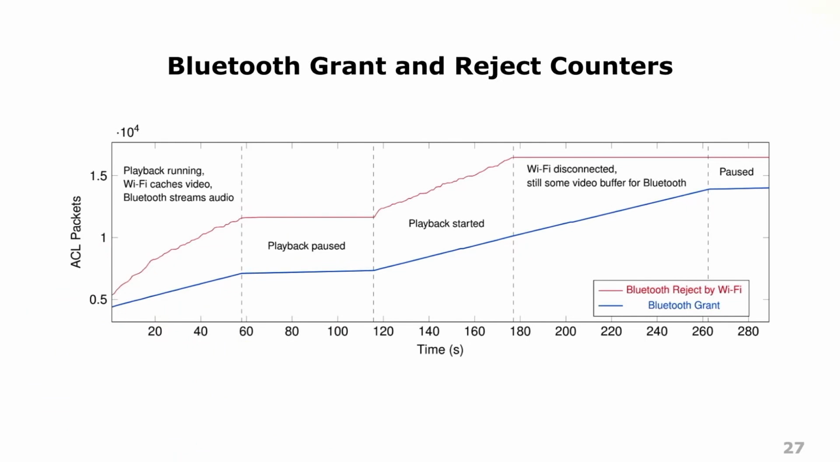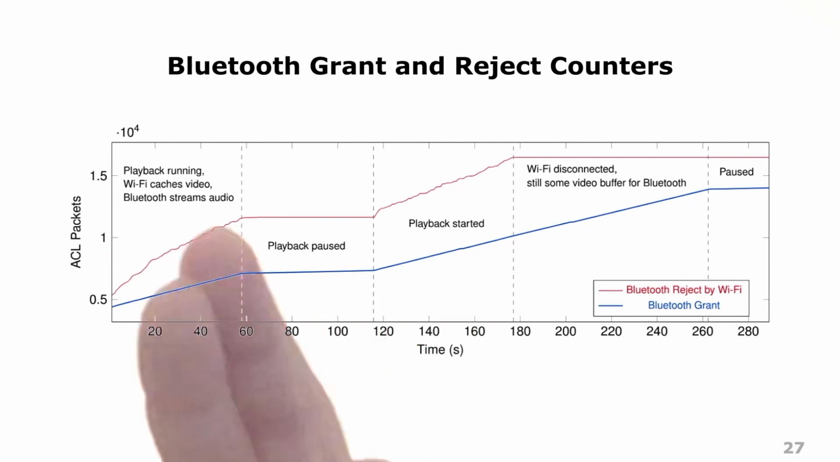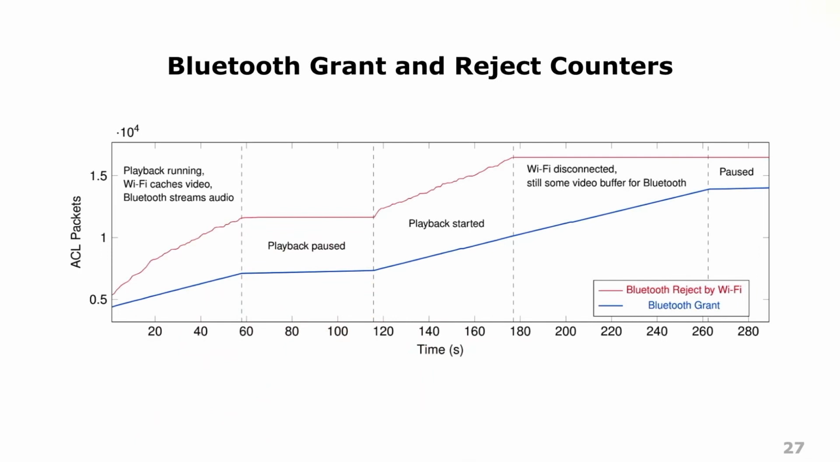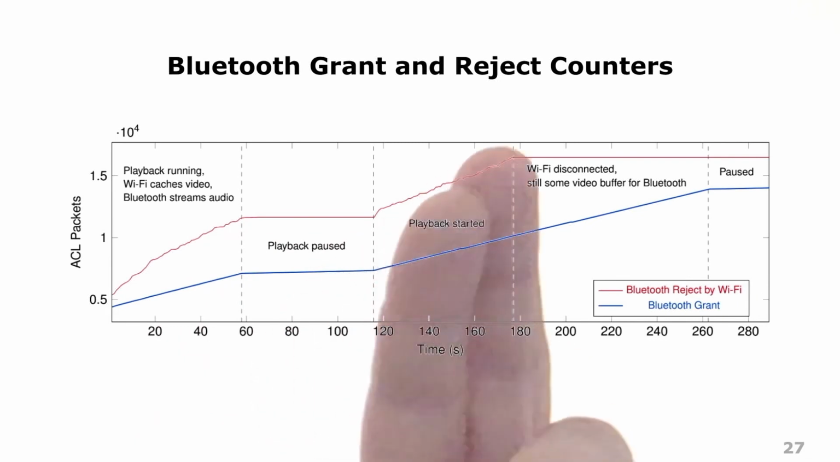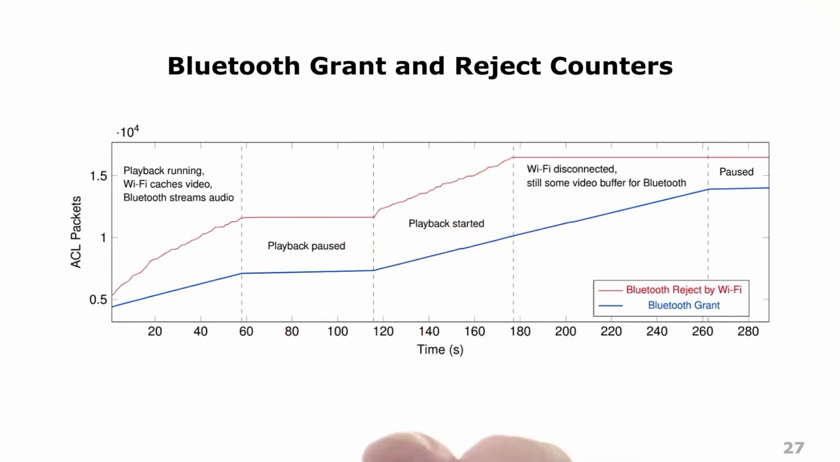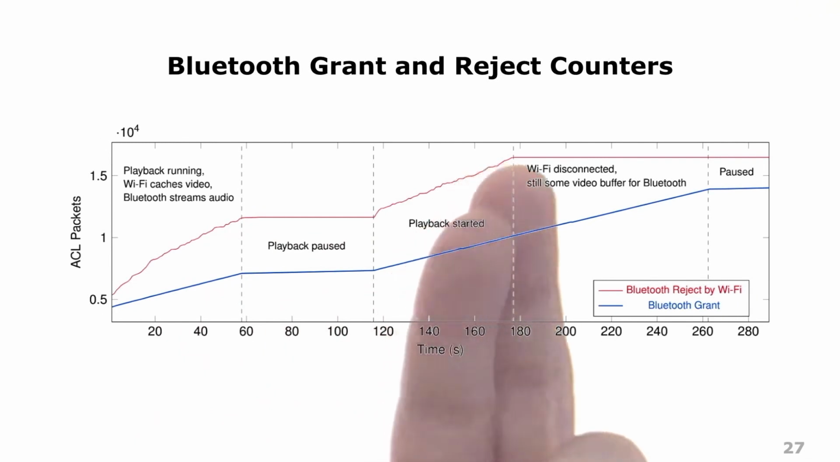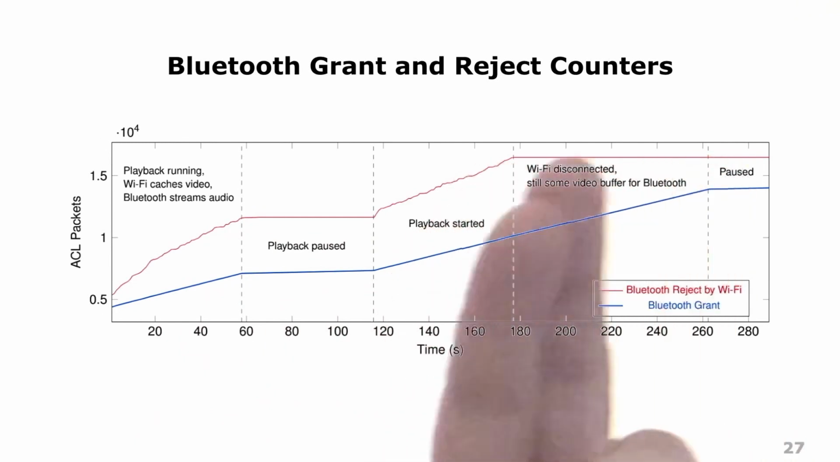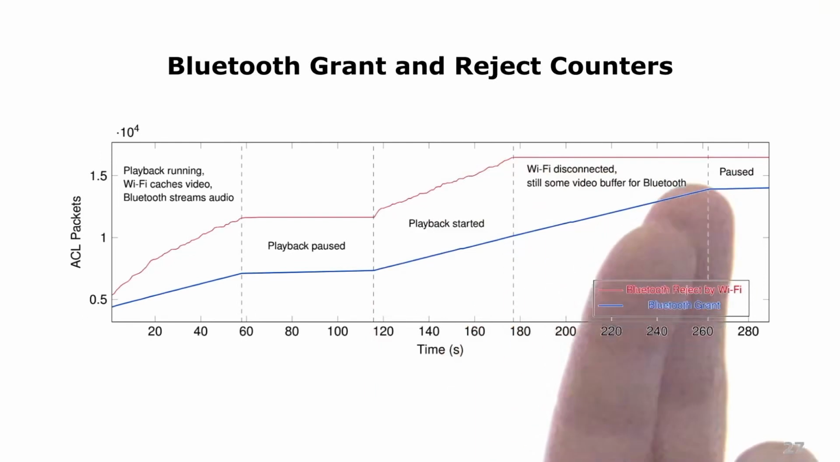When we pause the video, the two counters freeze. This is expected because even if Wi-Fi keeps downloading the movie, Bluetooth is no more transmitting sound to the headset. When we restart playing the video, the counters restart increasing. When the video download is interrupted by disconnecting from Wi-Fi, we have no more rejects, but grants keep increasing because the movie is still being played.